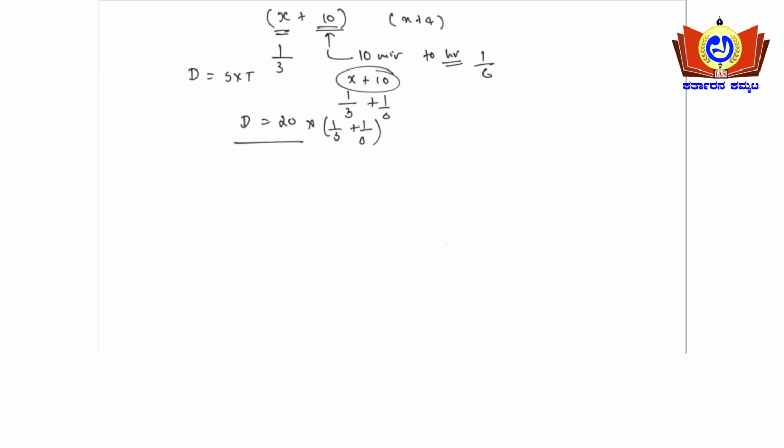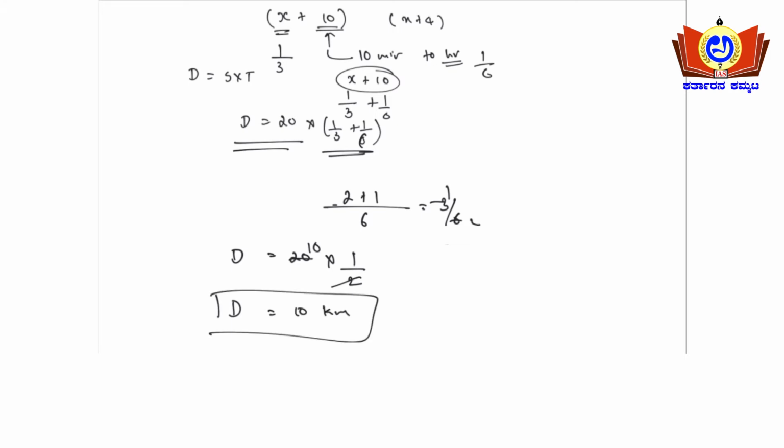So d is equal to 20 into 1 by 3 plus 1 by 6. So for 3 and 6, I will be taking the LCM. For 6, I will be getting 2 plus 1, that is equal to 3 by 6, that is equal to 1 by 2. So d will be equal to 20 into 1 by 2, that is 10. So d is 10 kilometers. Okay, this is the answer here.